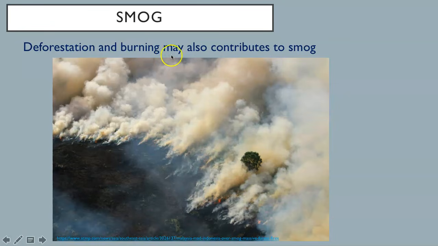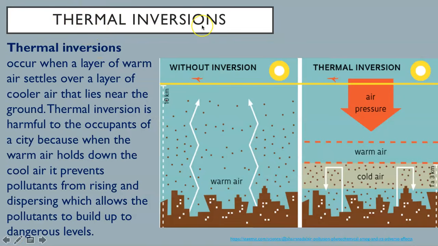Deforestation and burning may also contribute to smog. Thermal inversions also contribute to smog. Thermal inversions occur when a layer of warm air settles over a layer of cooler air that lies near the ground. Thermal inversion is harmful to the occupants of a city because when the warm air holds down the cool air, it prevents pollutants from rising and dispersing, which allows pollutants to build up to dangerous levels, as you can see pictured here.